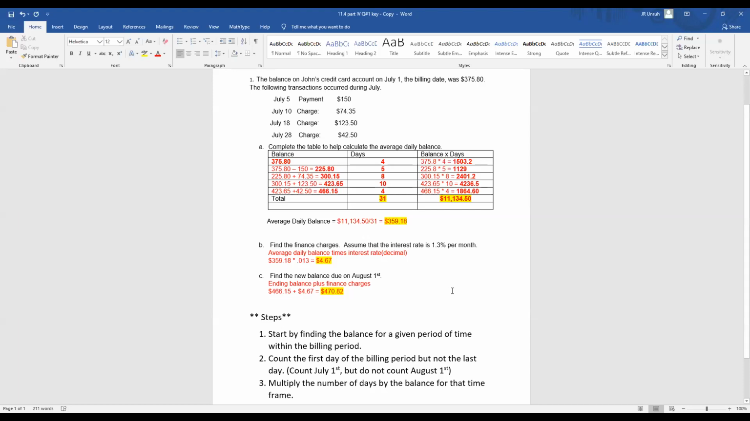So again, for average daily balance, you need to figure out what the balance is for each specific time frame within the billing period, and the number of days that the credit card balance is at a specific amount during the billing period. Take that balance times the number of days, get a grand total, divide that by the total number of days in the billing period. That is your average daily balance. Multiply that times the interest rate, that's your finance charge. Take the finance charge, add that to the ending balance. That is your new balance starting the next month.